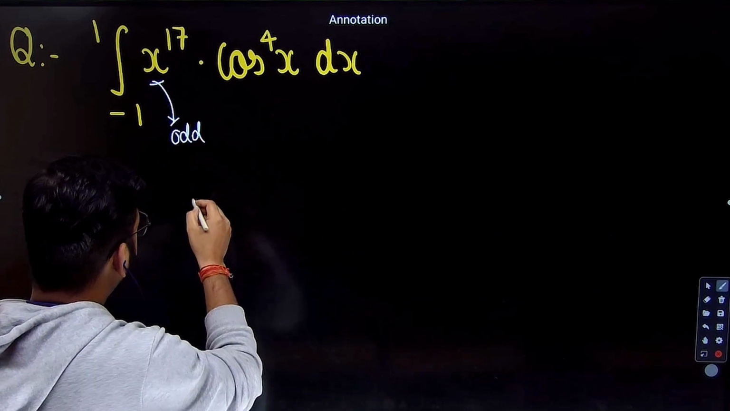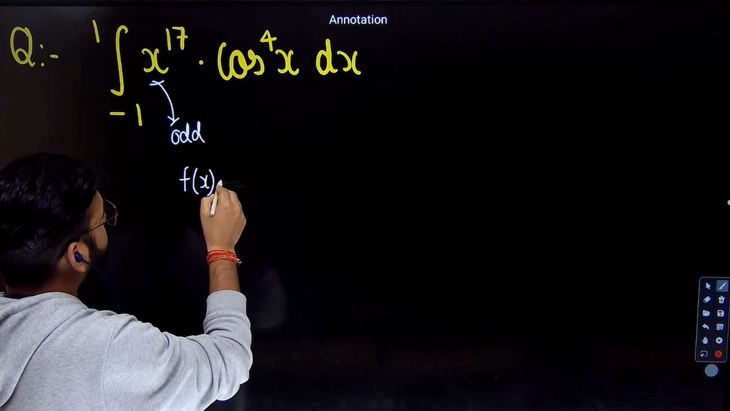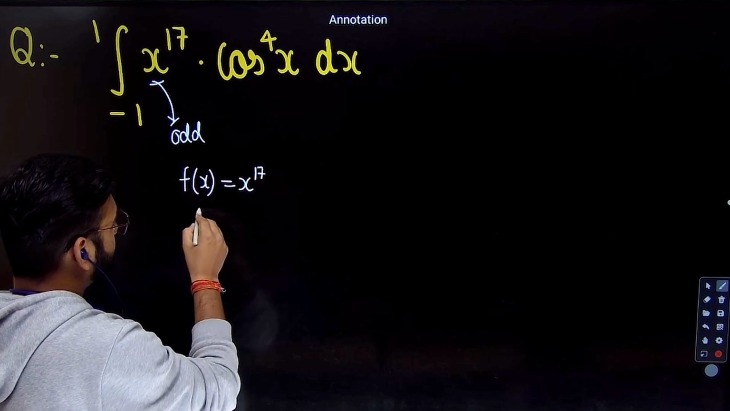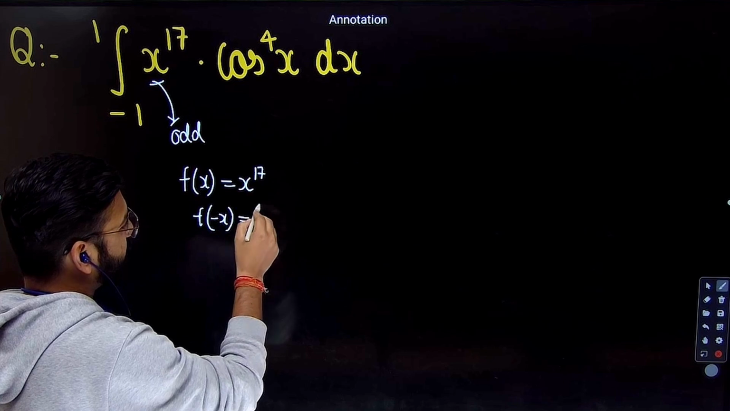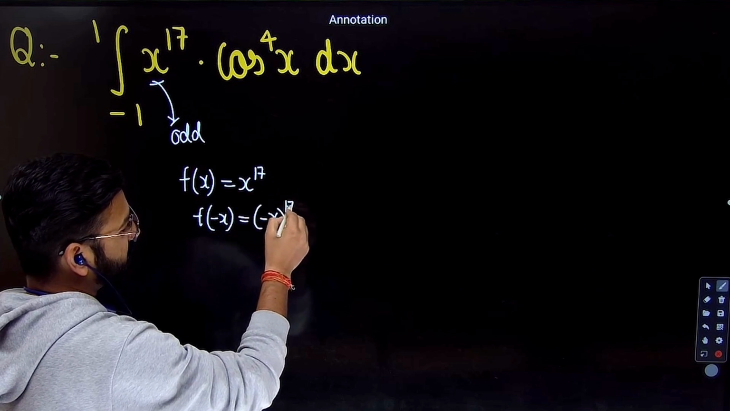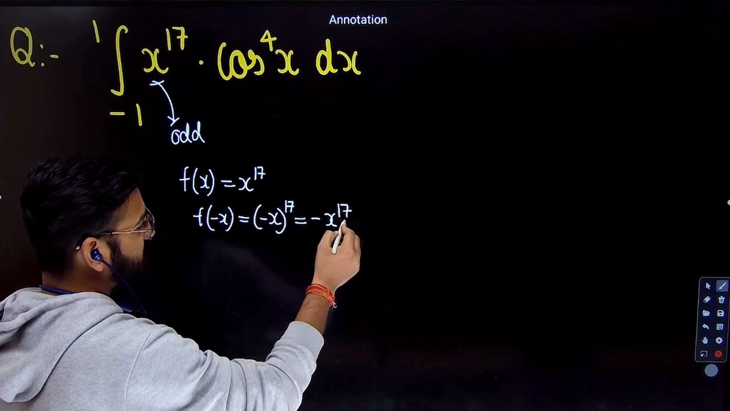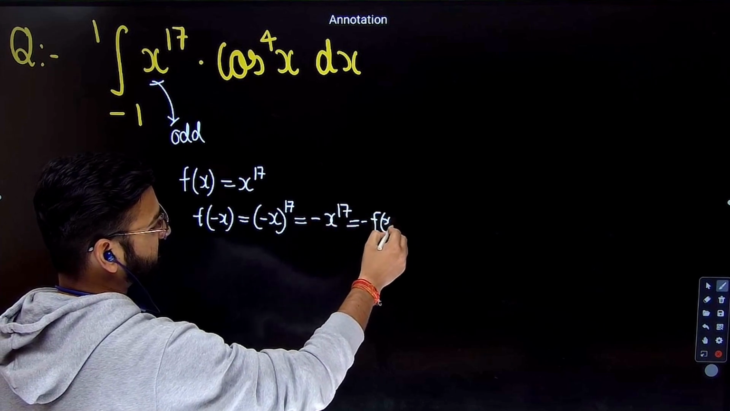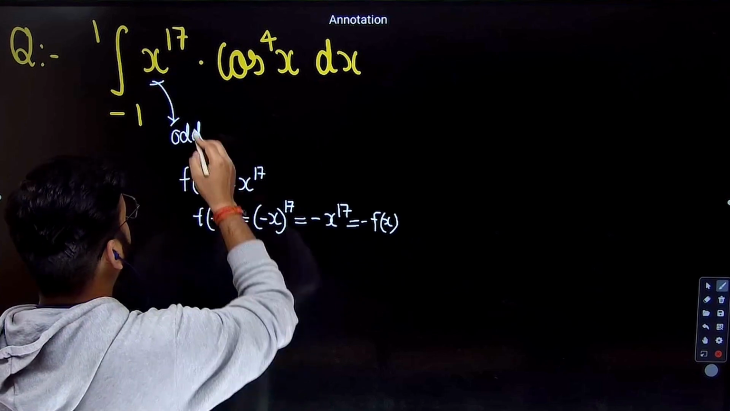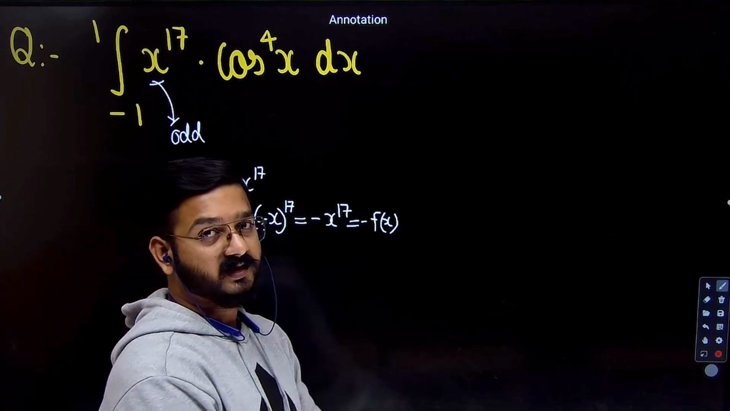If you want to solve it, I will just show you. F of x is x to the power 17. So what will be f of minus x? F of minus x will be minus x to the power 17. Minus 1 to the power 17 is minus 1. So if you see that, this is basically minus of f x, correct? It means our function is odd.